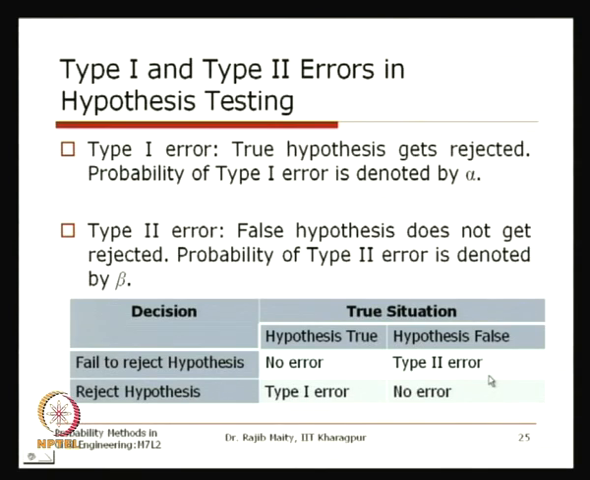Now, you can see that this type 1 error, when the hypothesis is true and we reject it, is very critical from the manufacturer's point of view. We generally allow a very low value for this type 1 error, and after fixing that, we try to minimize the type 2 error as much as we can.